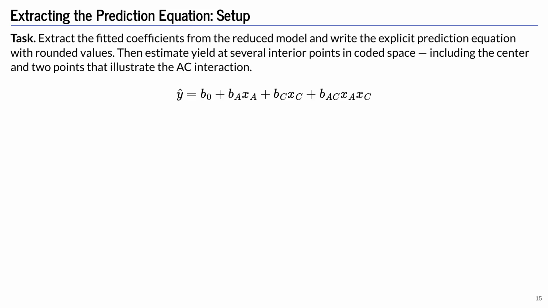Let me set up the prediction calculation. We extract the four fitted coefficients from the reduced model: the intercept, the temperature coefficient, the reaction time coefficient, and the interaction coefficient, and write the explicit equation with rounded values. Then we evaluate at 4 points: the center of the design space, the high corner, the high-low corner, and an interior point that sits between the corners. The center and the interior point are the ones that demonstrate the real practical value of the equation.